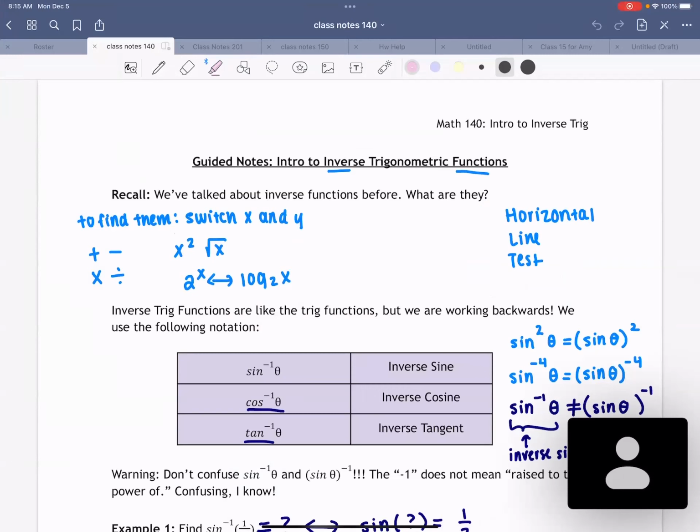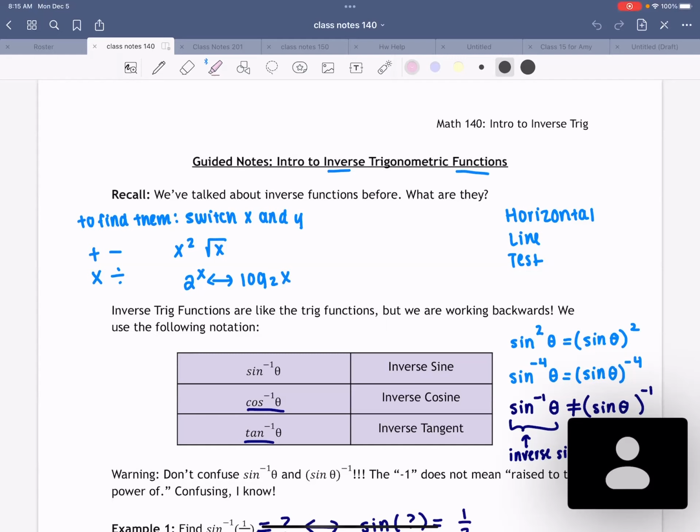Yesterday, we started a brand new section on inverse trig functions, which are basically the opposite of the regular trig functions, right? So instead of going from an angle to an endpoint, we're going from an endpoint to an angle.